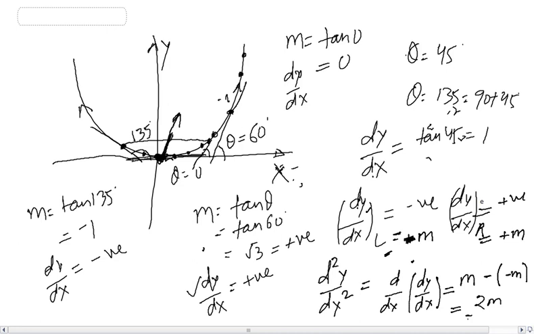So this is positive. In the minimum case, the second derivative is positive, and the first derivative is 0 at the minimum point.